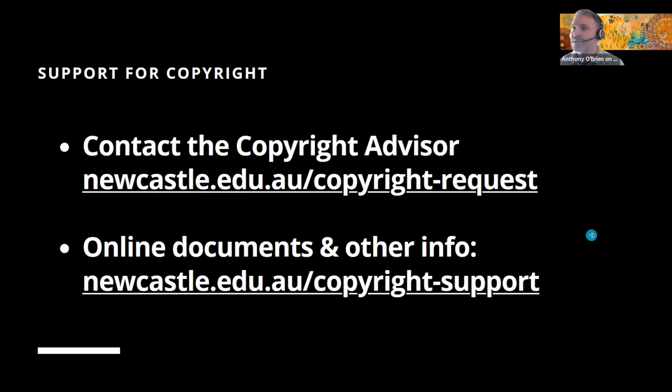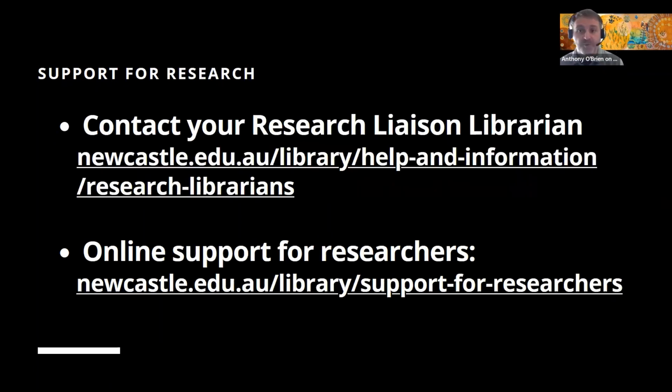Also, if you are looking to get help with research for your conference materials or any journal articles or things like that, please reach out to the research liaison librarians like Nicole or Jenny. You can find the contact information for your particular schools at /library/help and information/research librarians. There's also some online support, where you can look at things like altmetrics and citation counts at /library/support for researchers. So please go and check those out.